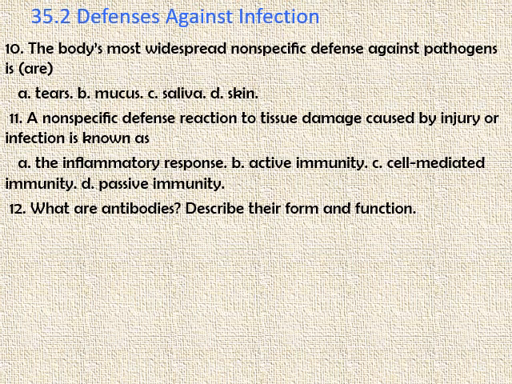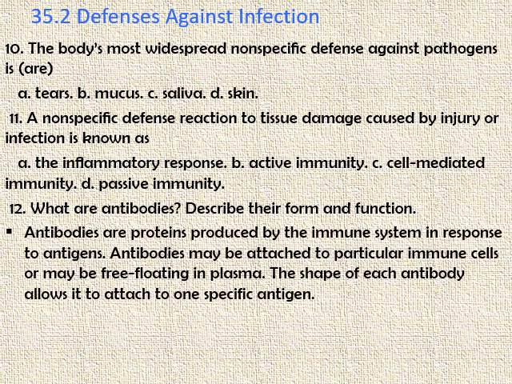Question number 12. What are antibodies? Describe their form and function. Antibodies are proteins produced by the immune system in response to antigens, and antibodies may be attached to particular immune cells or may be free-floating in the plasma. The shape of each antibody allows it to attach to one specific antigen.